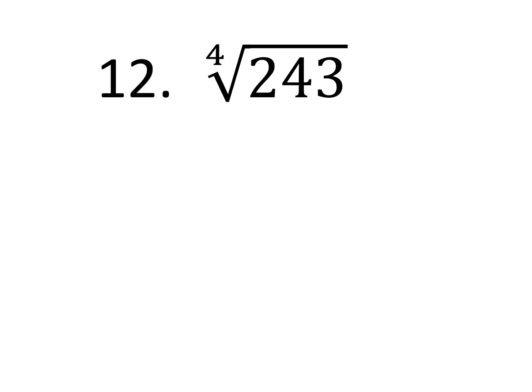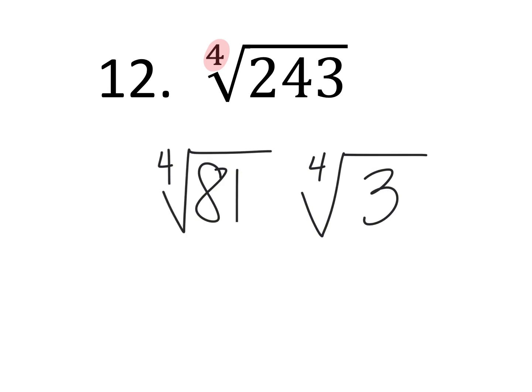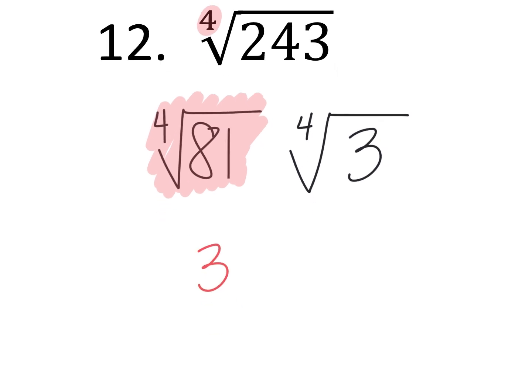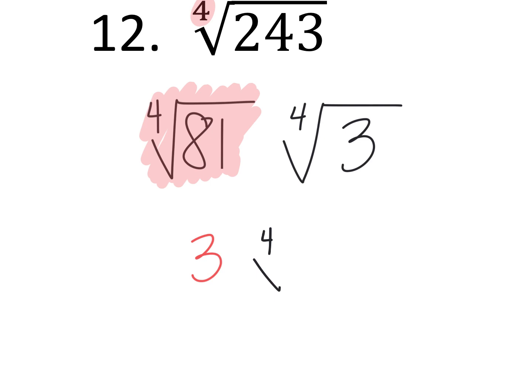You need to figure out what is the perfect fourth that 243 divides by. So go to your chart and find it. So I break it up as the fourth root of 81 times the fourth root of 3, and then we go ahead and take the fourth root of 81. You can use your chart again or flip back if you need to. What is it? 3. And so that is my answer. It comes out of the root. The other one stays in the root. It's not perfect. And then that should be it.